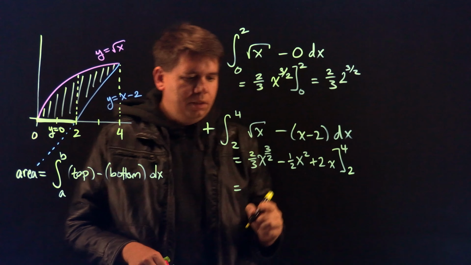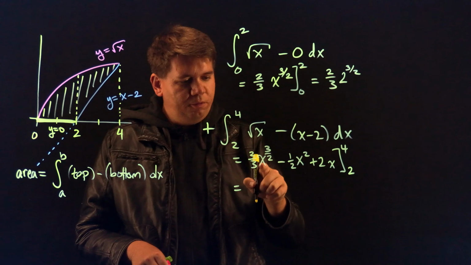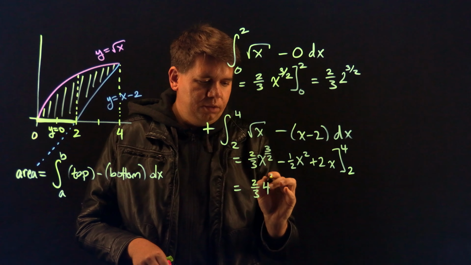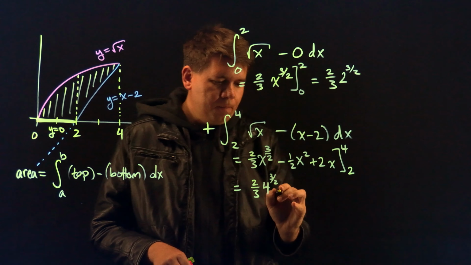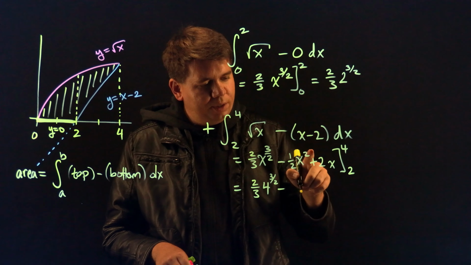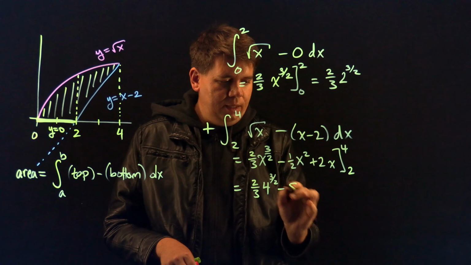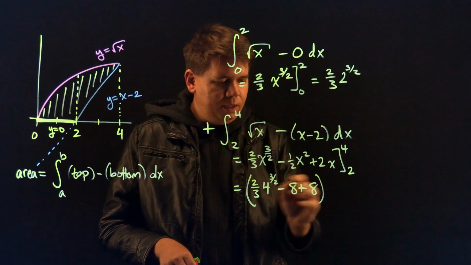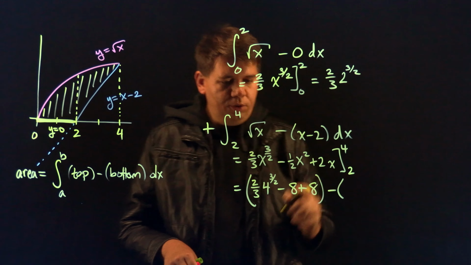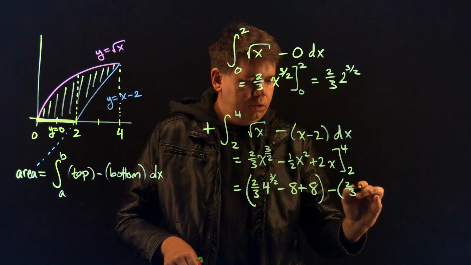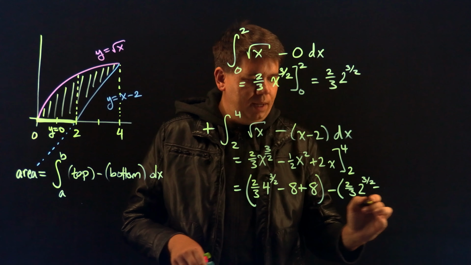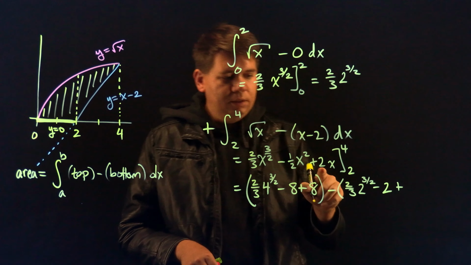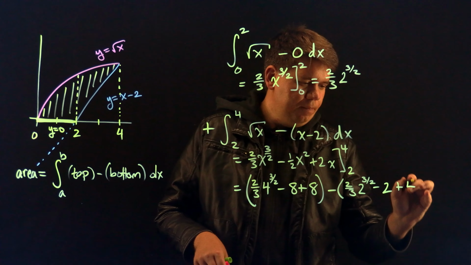Plugging in the 4, this might be a little bit tricky: it's 2/3 of 4 to the 3/2, and we'll come back and simplify that in a second. Minus, 4 squared is 16, half of 16 is 8, plus 2 times 4 is 8. That's what you get when you plug in 4. Minus, when you plug in 2, you get 2/3 of 2 to the 3/2 minus half of 2 squared, which is 2, plus 2 times 2, which is 4.